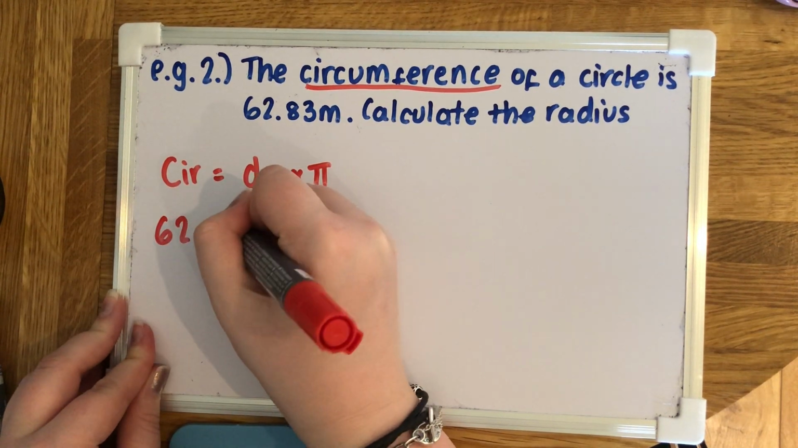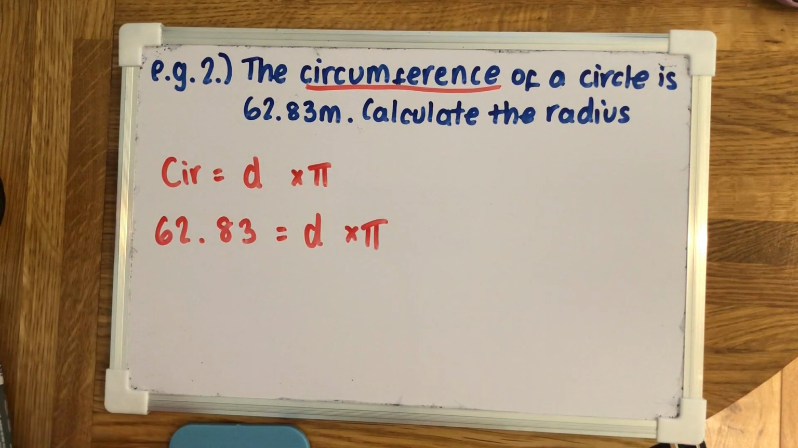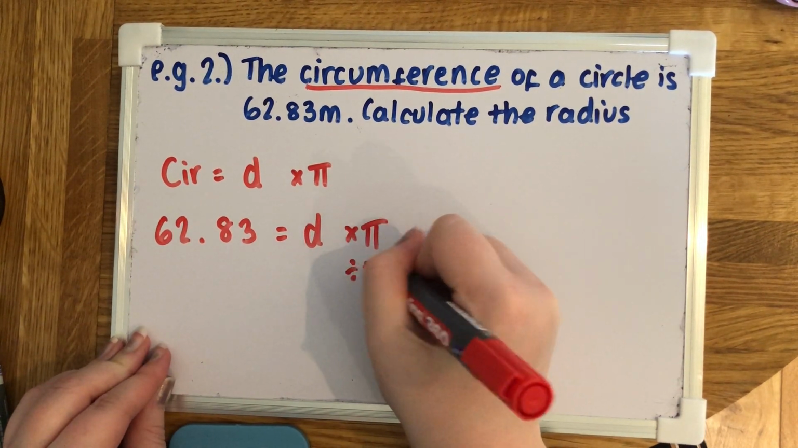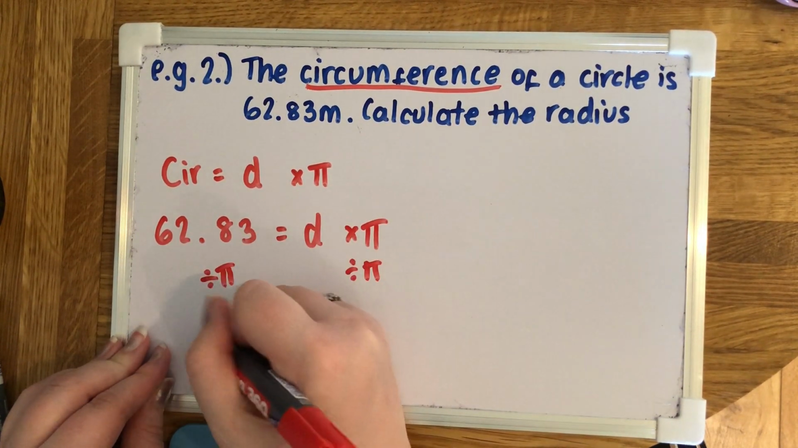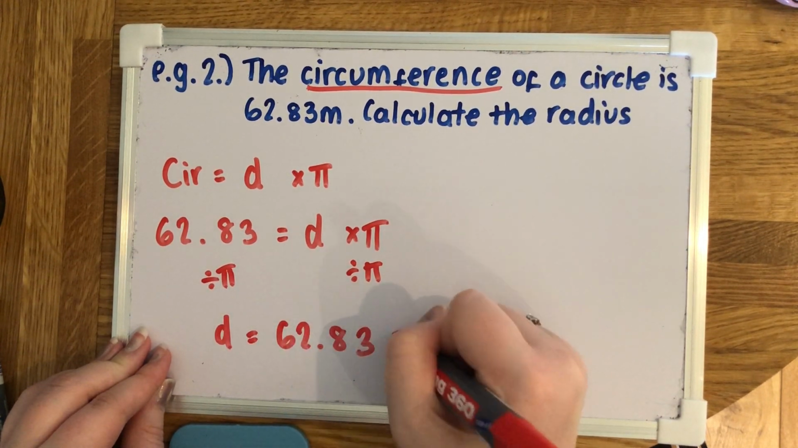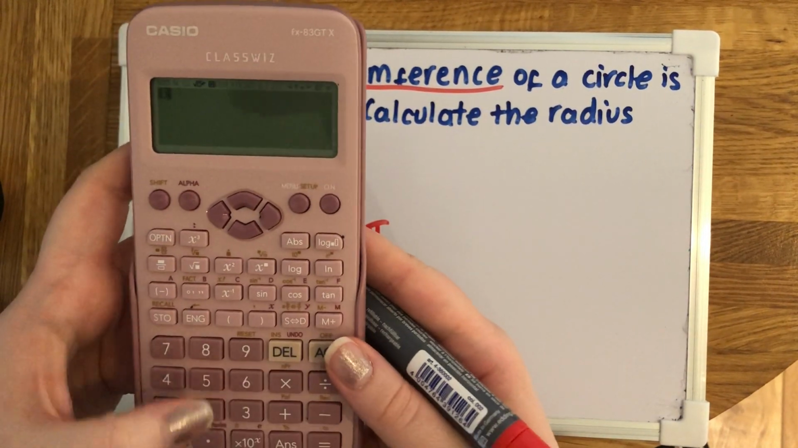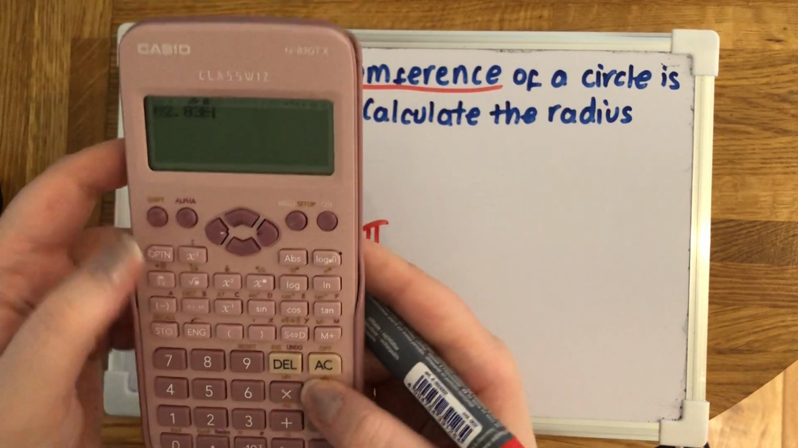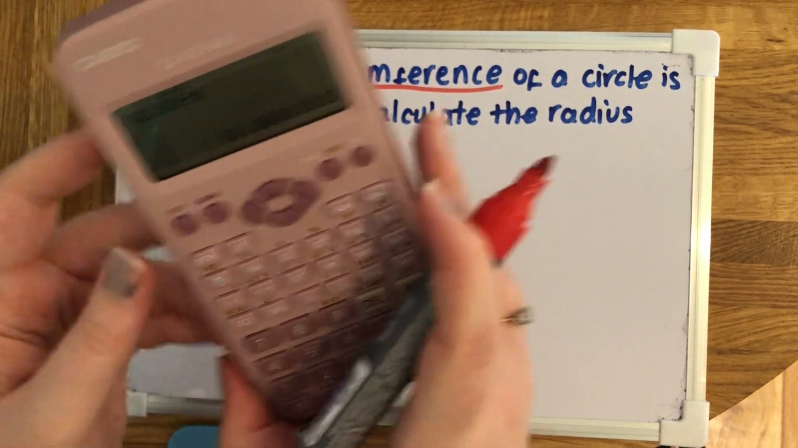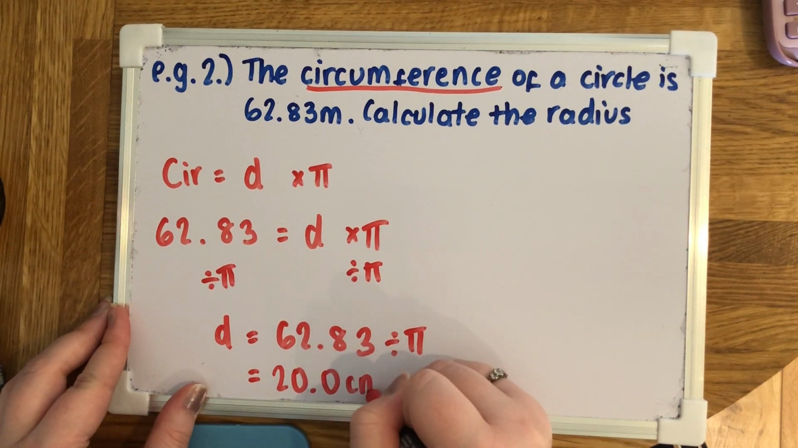So 62.83 is equal to the diameter times by pi. We just want the diameter on its own. So as I said before, we need to divide by pi. So the diameter is 62.83 divided by pi, which gives us on a calculator 19.999, so that's going to round up to 20.0 metres.